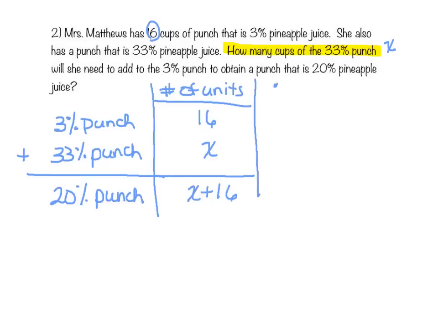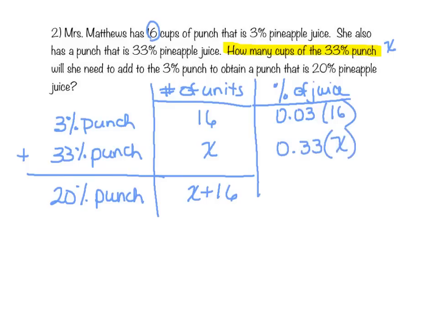And then here, percentage of juice. The 3% punch has 0.03 times 16 cups. That's how much juice is in those 16 cups. And 33% is 0.33 times X, because we don't know how many cups of that we have. And we know that our total needs to work out to be 0.2 times X plus 16.